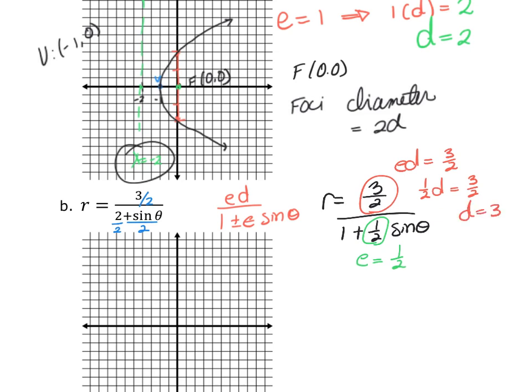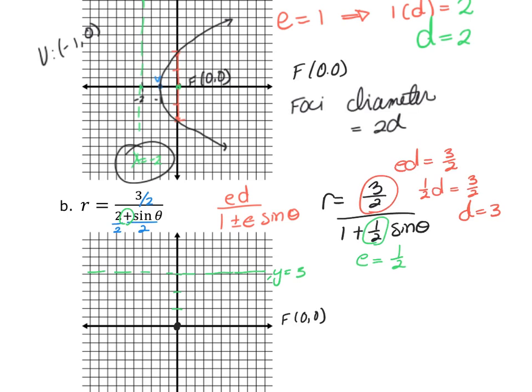Now if I go back up to theorem 11.2, it tells me that my directrix is going to be positive because it is a plus sign. So my directrix, and again I'm going to do this, here's 1, 2, and 3. Here's where my directrix is. It is at y is equal to 3. My first focus is still at 0, 0.